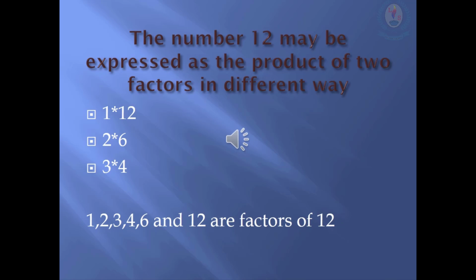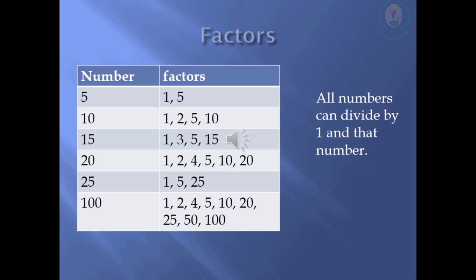1 times 12, 2 times 6, 3 times 4. Therefore, 1, 2, 3, 4, 6 and 12 are factors of 12. Here you can see factors of different numbers. The factors of 5 are 1 and 5. The factors of 10 are 1, 2, 5 and 10.